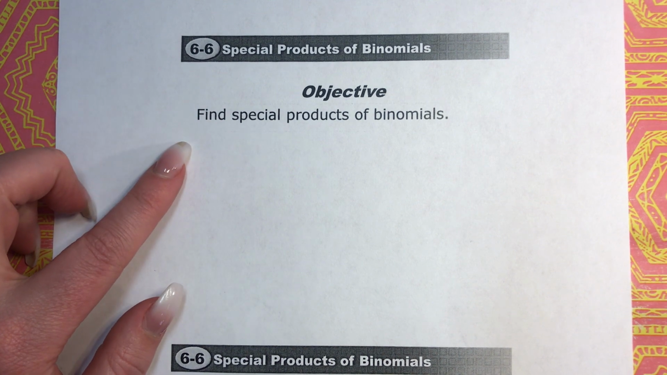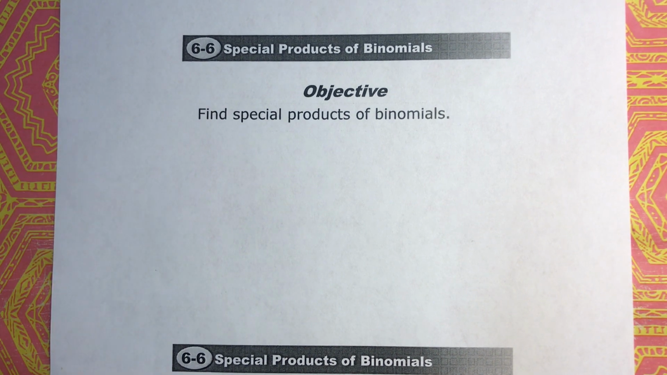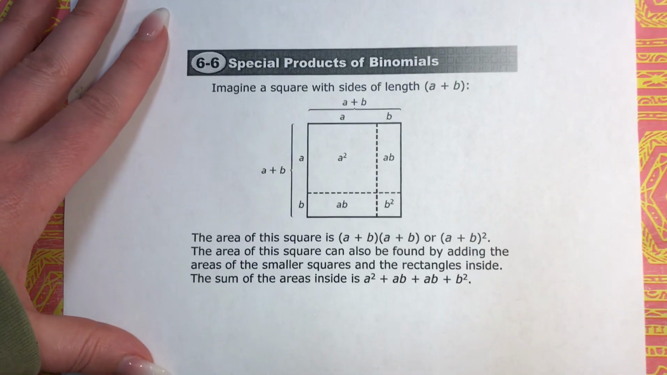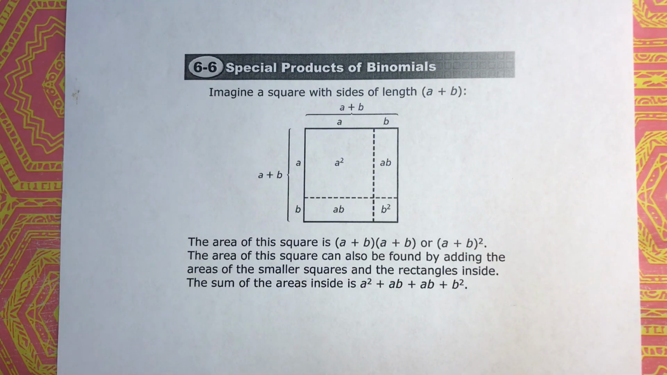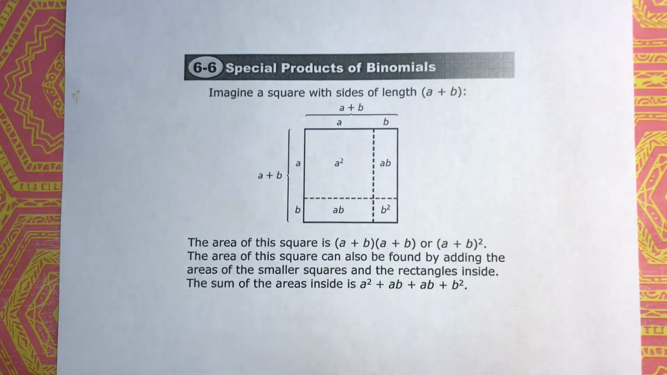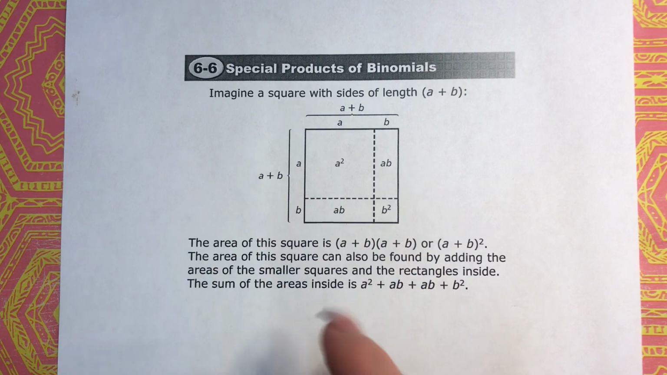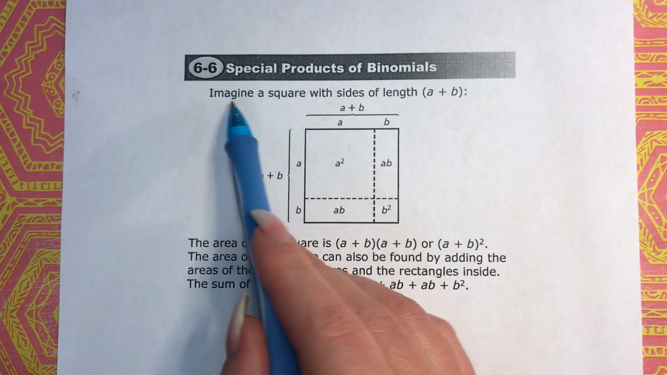So the objective for today is to find special products of binomials. So let's look at what this looks like. This is just a visual aid to help think about it.